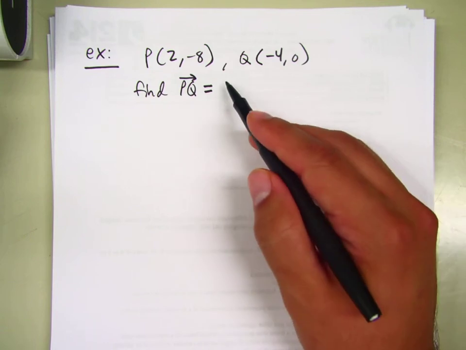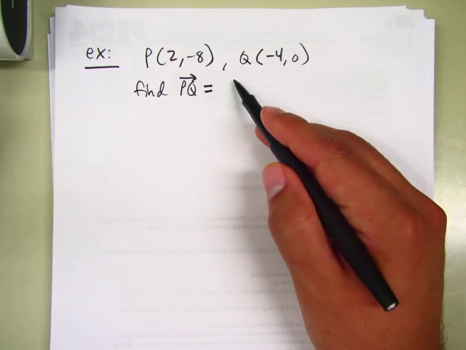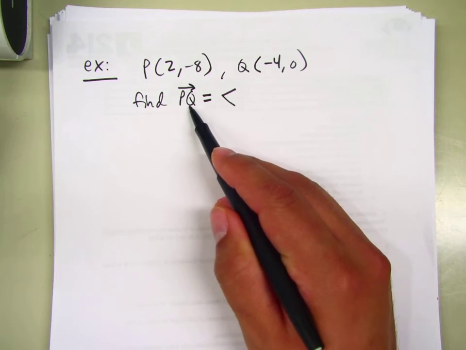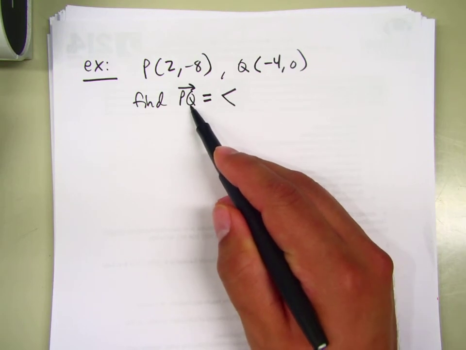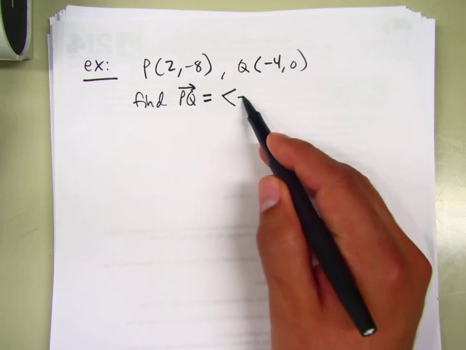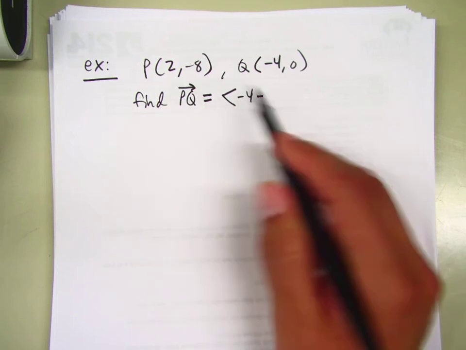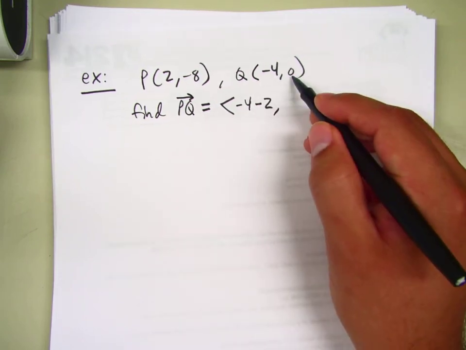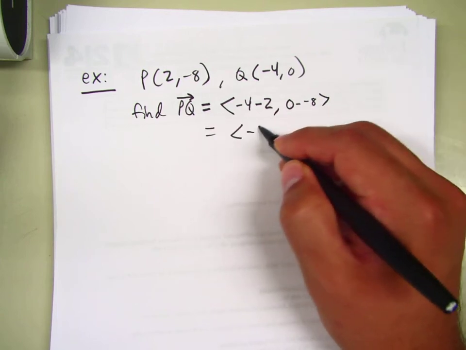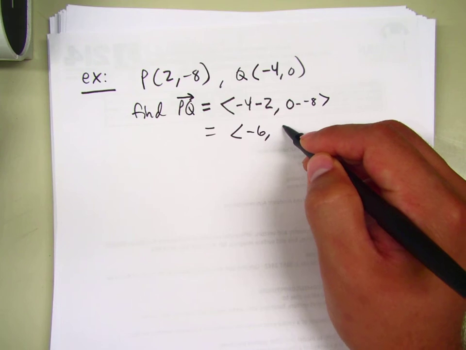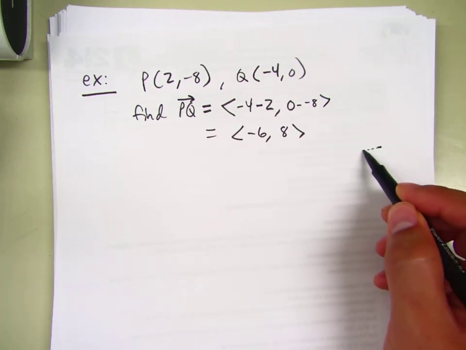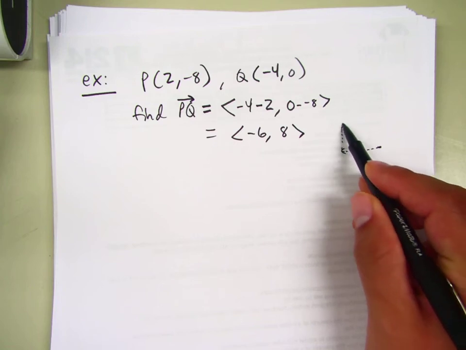Okay, so we talked about this in the first part of 11.2, but from here we see clearly we're starting at point P and our vector ends at point Q, so we always do the terminal x minus the initial x. So in this case we would do -4 and then subtract 2, and then we do 0 since that's where we end, and then subtract -8. So in component form, this vector becomes -6, 8. So in other words, a vector that's 6 units to the left and then 8 units up.